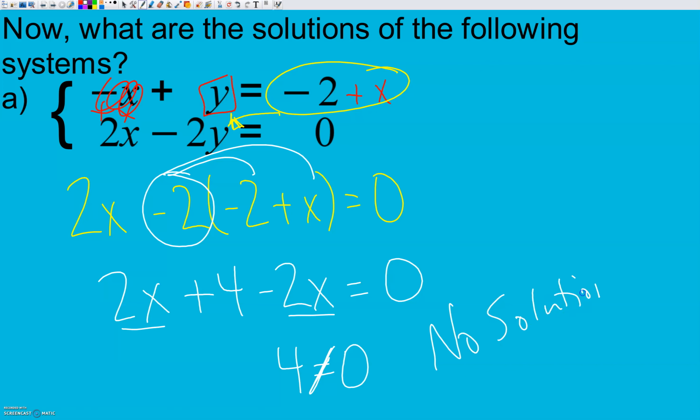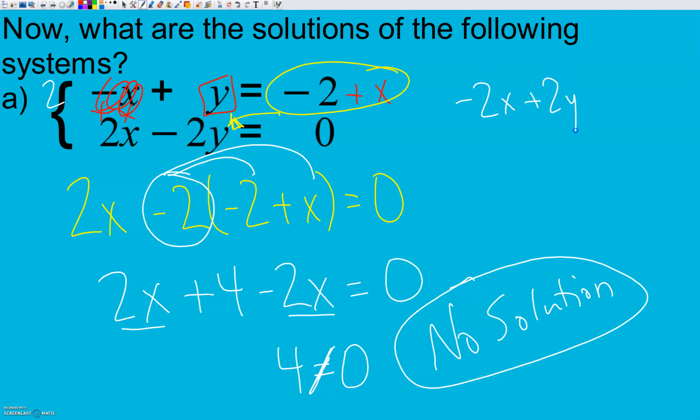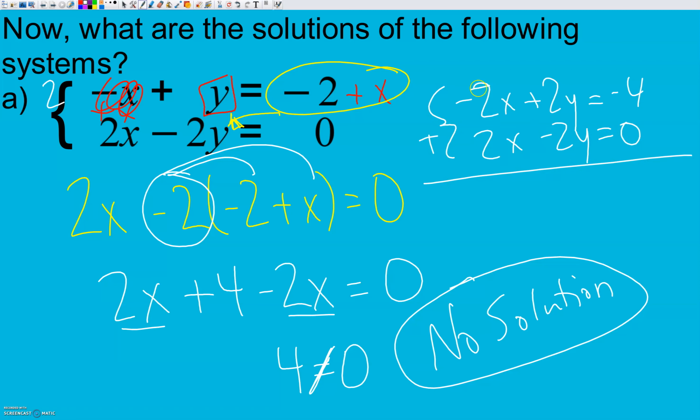And again, we could have done the same here. If I'd have multiplied the top by 2, for example, -2x plus 2y equals -4, and then eliminated. -2 plus 2 is 0. 2 plus -2 is 0. And I get -4 here, which still is not true. So you can use elimination or substitution there. I just used elimination to show you how that would work.